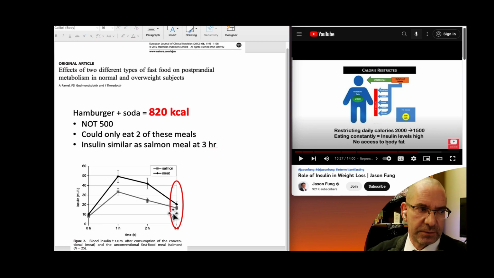So the 500 calories is going to be more representative of here, and it's going to get probably lower than the salmon meal at 3 hours. And then you wait. And so in this case, you're going to wait 12 hours before you have another one of these meals. So what do you think is going to happen in that 12 hours? You're going to use body fat, use the calories, use the energy that was stored, because you're going to have glucagon, lower insulin, increase glucagon to drive lipolysis.